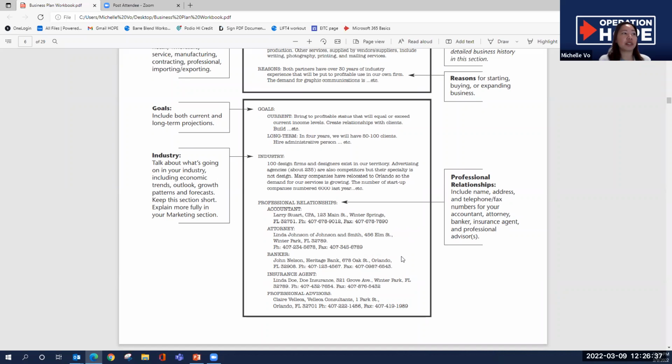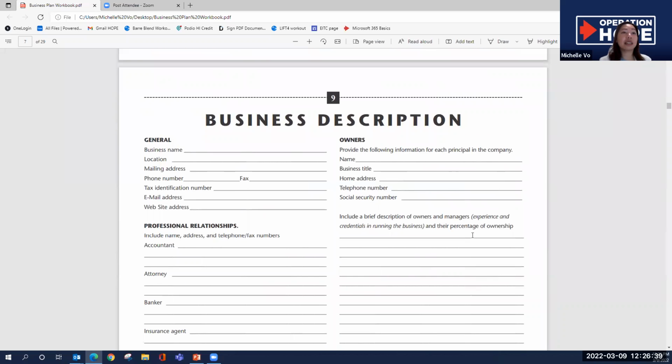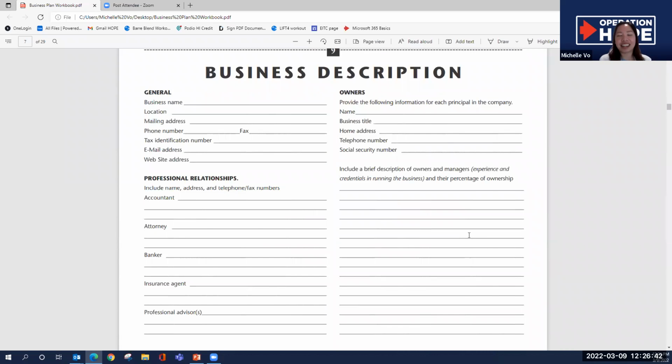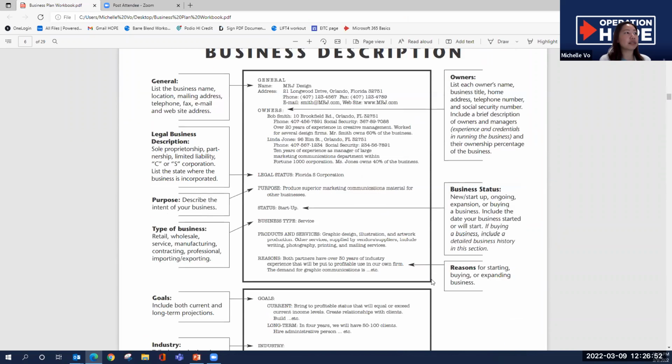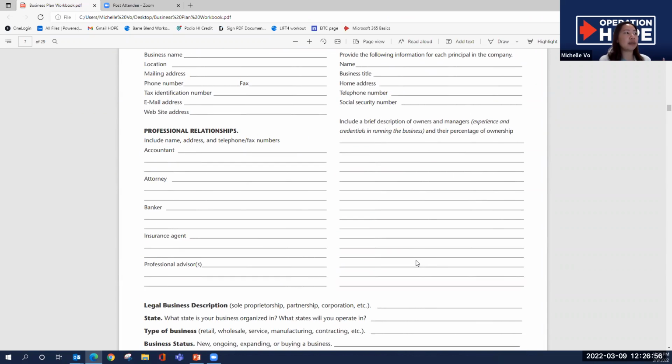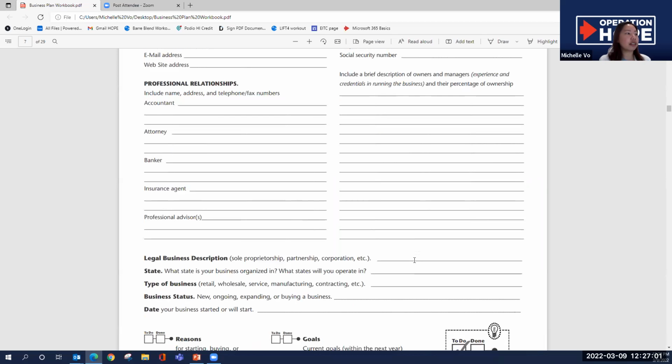And again, this is one thing I like about this workbook, because it has the business description template ready to go. What we talk about on the page in the example right here, we literally have a template that summarizes it. So you can download this business description and start plugging in the information from your company.